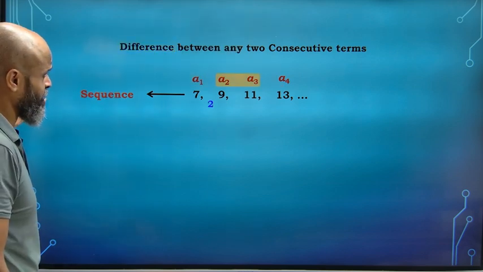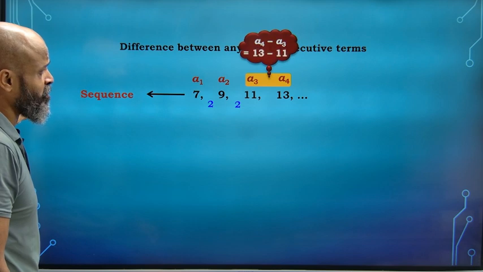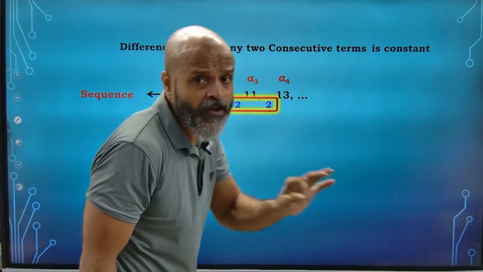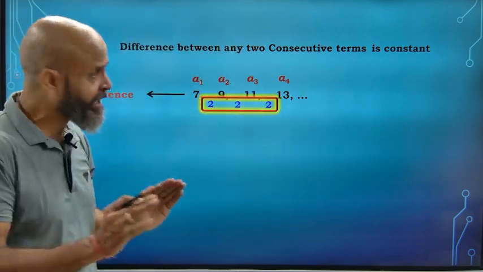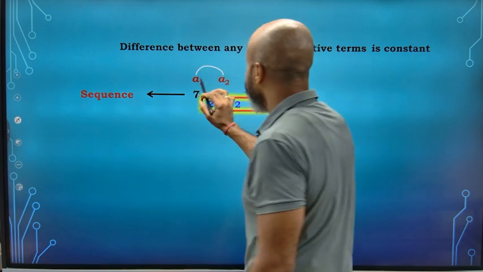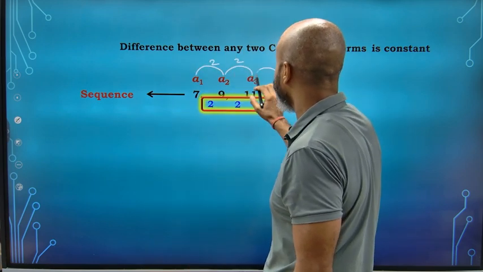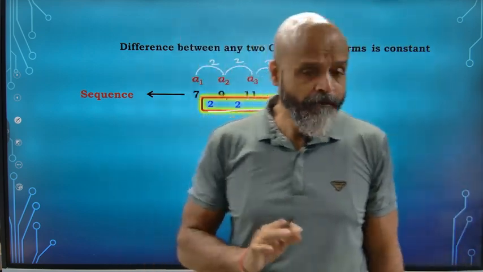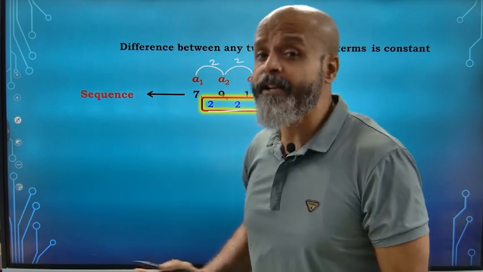So we have basically two. Here we have a difference of two, here we have a difference of two, and so on and so forth. Difference between any two consecutive terms is always constant in a sequence. So the difference between these two is two, between these two is two, between these two is two. So this difference is always going to remain constant between any two consecutive terms in a sequence.